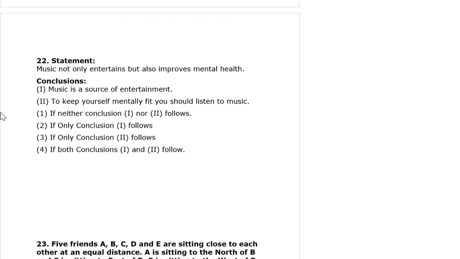22. Music not only entertains but also improves mental health. Okay, here it is given music is an entertainment and improves mental health. This is the given statement. So don't judge the conclusion by your opinion. That is a must here. Okay. What is the statement given here? According to the statement, you have to select the answer.